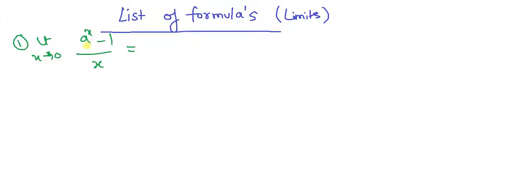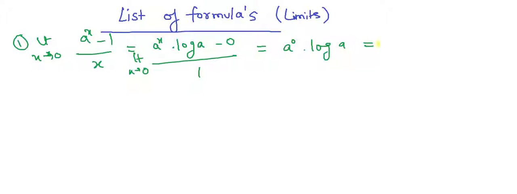So L'Hospital rule says differentiate numerator and denominator. So after differentiating, it will be a to the power x into log a minus 0 whole divided by 1. And now you can put limit x tends to 0 in this question, and it comes out to be a to the power 0 into log of a, and that is the final value. And remember, when I write log of a, that obviously means that the base value is e.